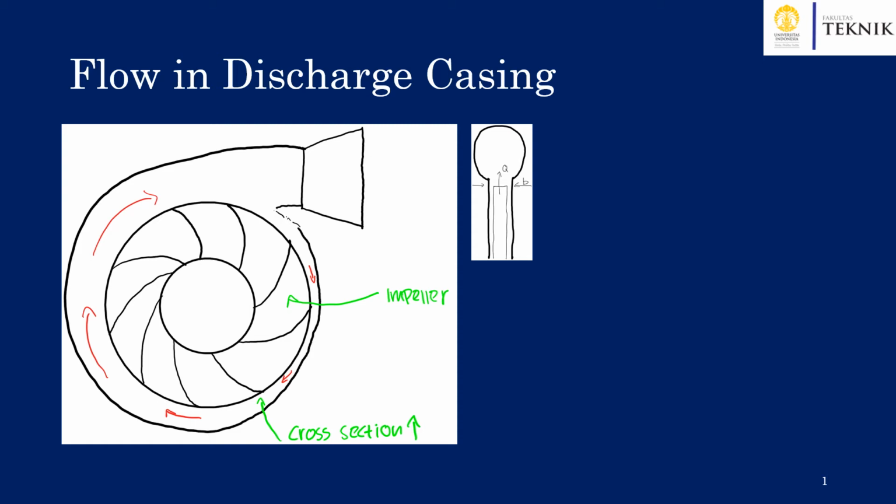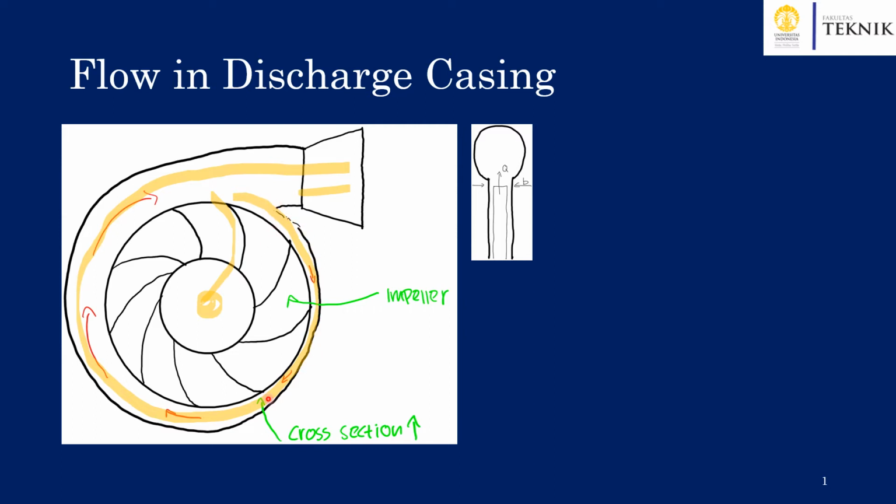As fluid enters the eye of the impeller here, it will flow in these directions, passing the blades, and it will flow across the casing, and it will leave the pump eventually through the nozzle here. Now we can see that the cross section inside the casing is increasing along the pathway into the nozzle.